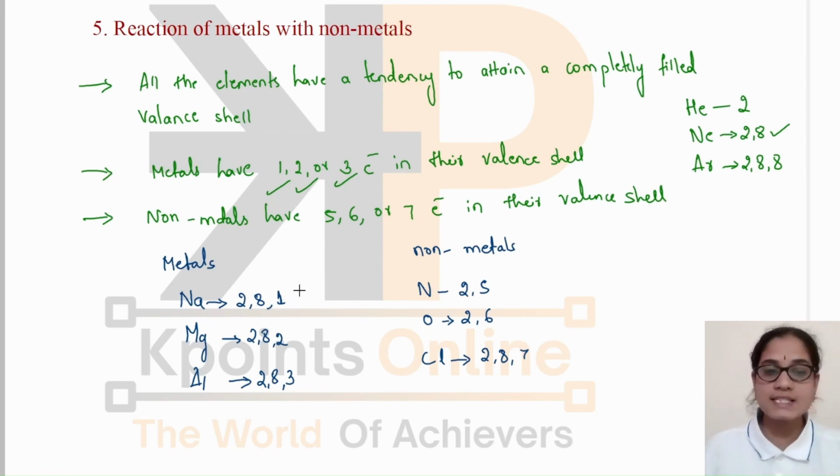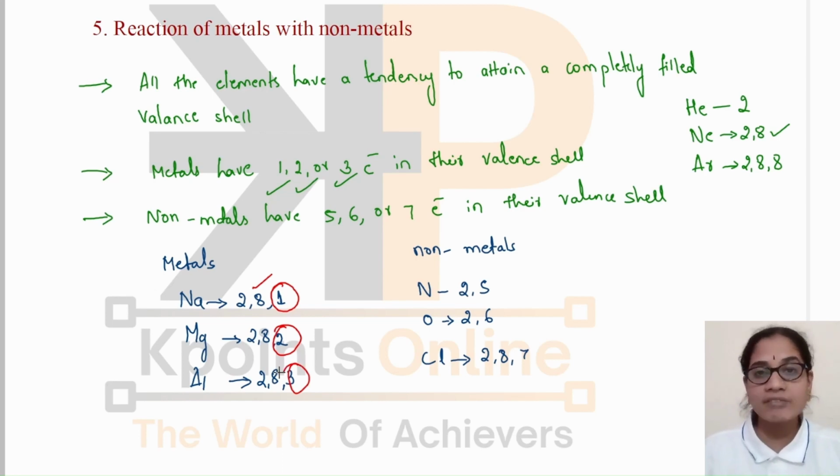Suppose these elements lose their outermost electrons, then they will get the inner shell completely filled. If sodium loses one electron, the last shell will have 8 electrons. If magnesium loses 2 electrons, the last shell will be the L shell, and it will have 8 electrons. And aluminium, if it loses 3 electrons, then the last shell will have 8 electrons. So metals always have a tendency to lose electrons in order to attain the completely filled valence shell configuration.